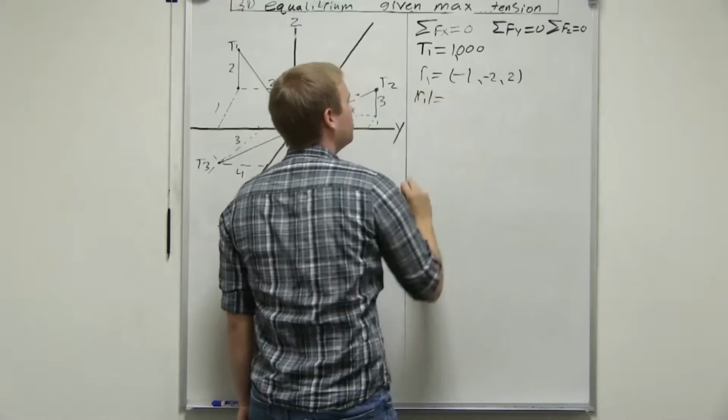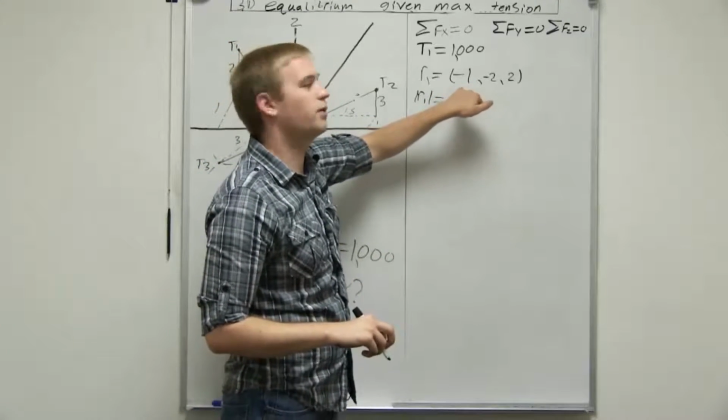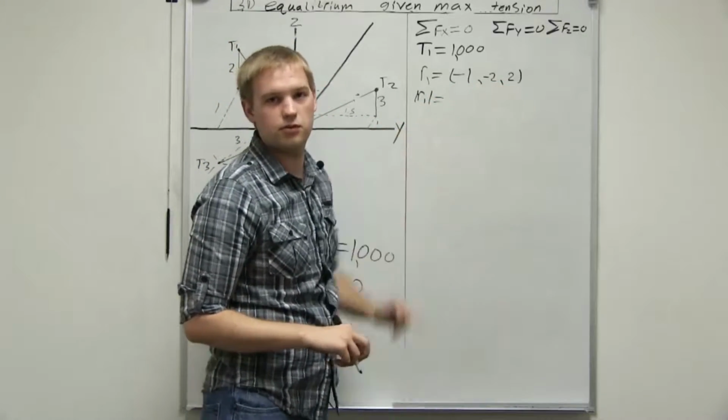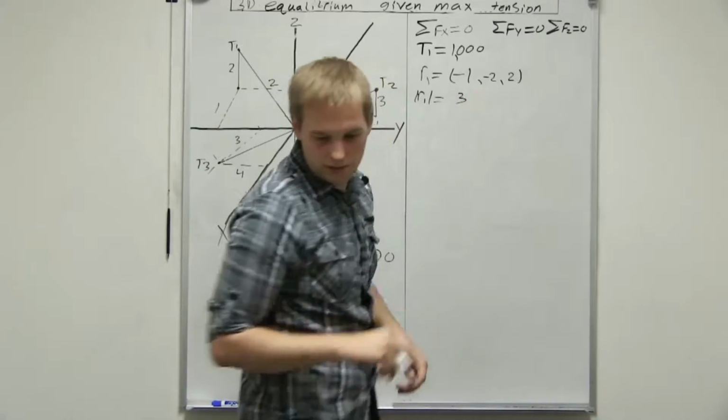And then for the magnitude, we just do the square root of the sum of the squares. So the square root of 1 squared plus 2 squared plus 2 squared. And that is going to give us 3.